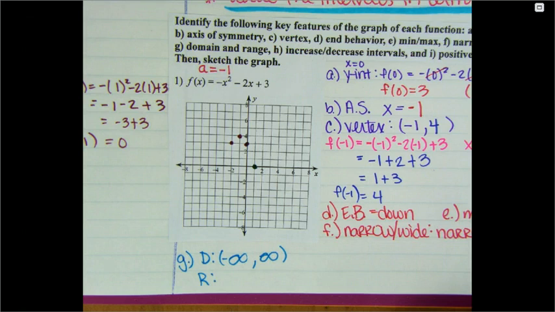Positive, negative. Wait, ladies and gentlemen, if I cover the x-axis, is there anything below it? No. So is there anything negative? No. So what is it positive? Everywhere. So what does it mean to be everywhere? Negative infinity to positive infinity. Oh, no negatives. All positive. Nope.